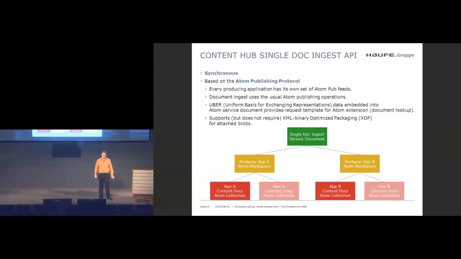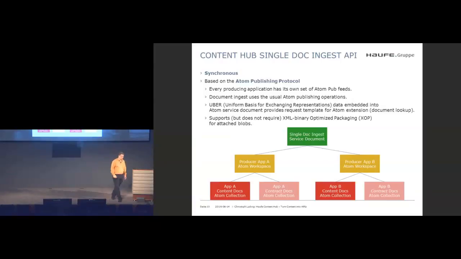Most of it is just Atom Pub. Again, we needed some extensions. For example, the ability to look up a single document just by ID. We had to embed the necessary information. Since each content producing application has its own workspace, and Atom Pub doesn't say how you create a workspace, we had to embed the information how to create your workspace into the Atom service document, for which we used the Uber format, because it actually allowed us also to specify the HTTP methods in XML data.